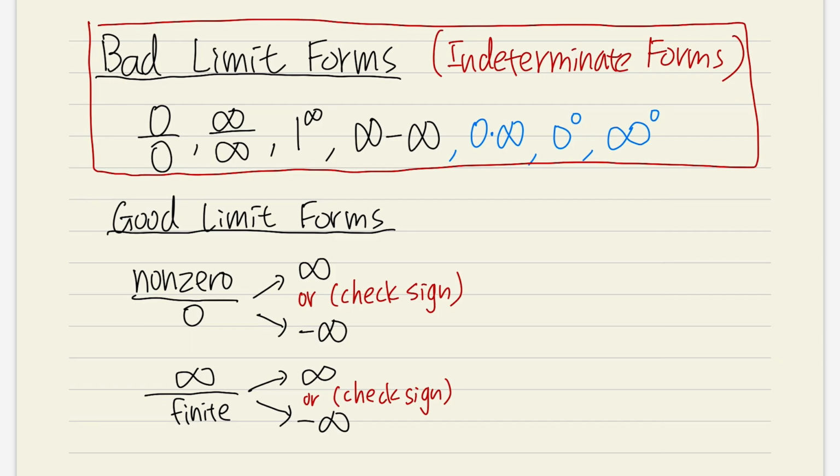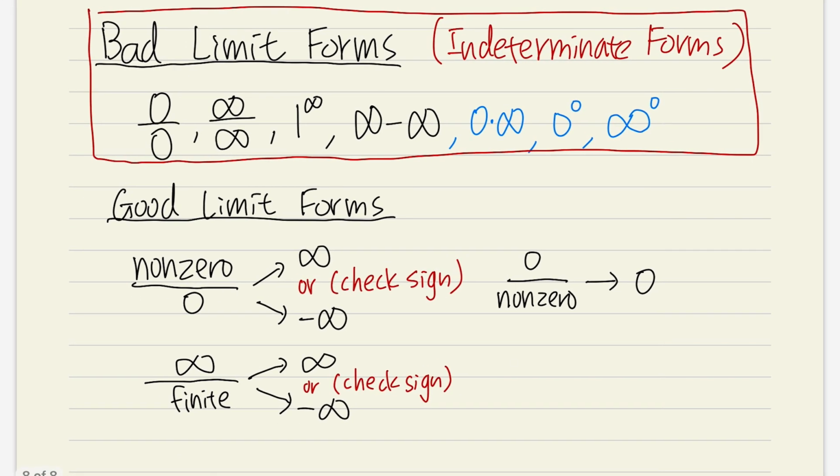And now let's flip them around. Suppose I have a 0 on the top and then divided by a non-zero number. Well, let me tell you, you always get 0. Don't say plus or minus 0, it's just 0. So you see, you get to draw a conclusion right away. And if you flip this around, then we will have a finite number on the top divided by infinity. Guess what? You can also draw a conclusion right away. You get 0.